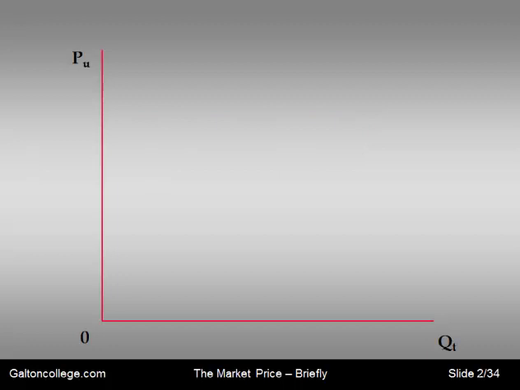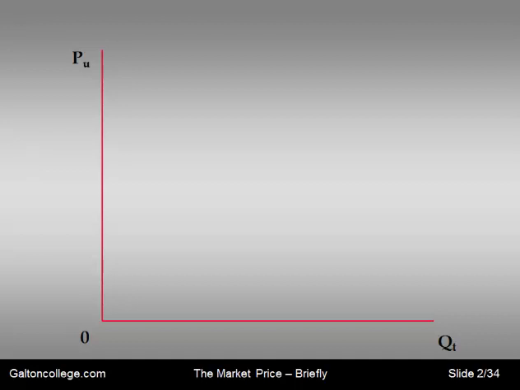For a start, we set up the axes. So on the vertical axis we have the price per unit. We have to specify the unit, otherwise it would be nonsense. If I said the price of petrol was £2, it doesn't make any sense. Is it £2 a gallon, £2 a litre? What is it exactly? It makes a lot of difference. So we must specify a unit of measurement.